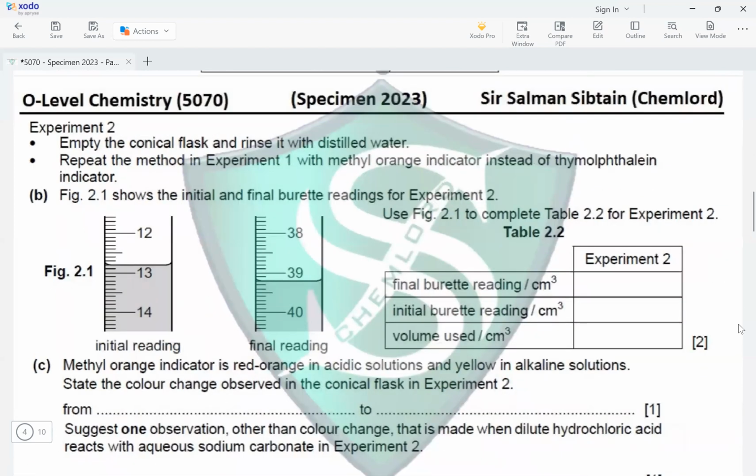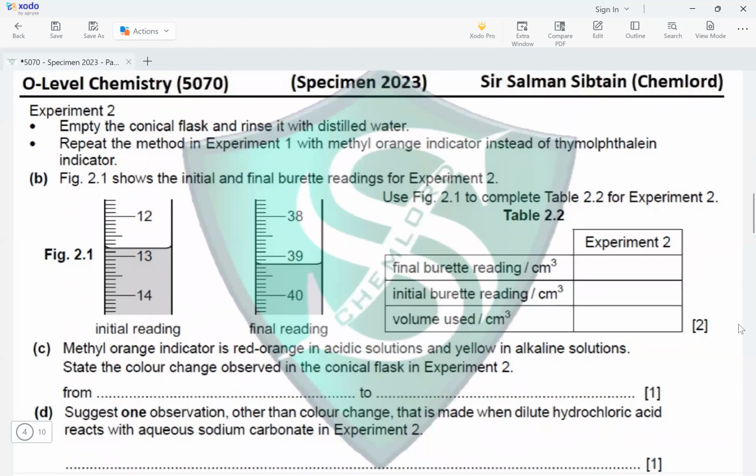Experiment 2. Empty the conical flask and rinse it with distilled water. Repeat the method in experiment 1 with methyl orange indicator instead of thymolphthalein indicator. Part B. Figure 2.1 shows the initial and final burette readings for experiment 2. Use figure 2.1 to complete table 2.2 for experiment 2.